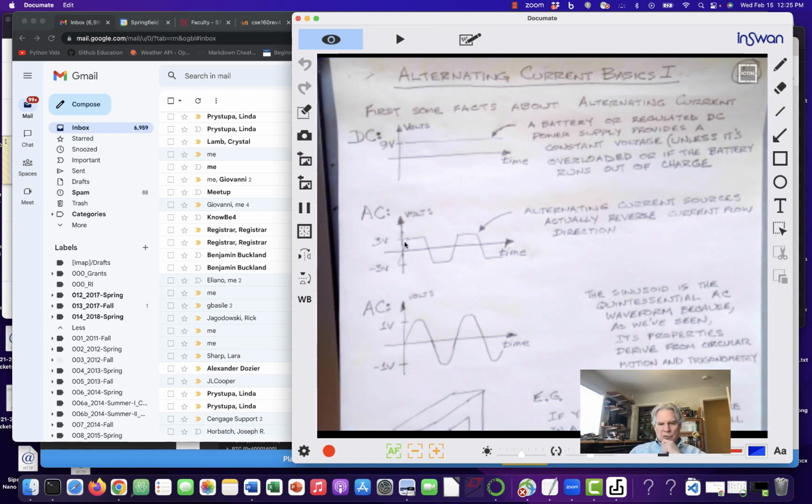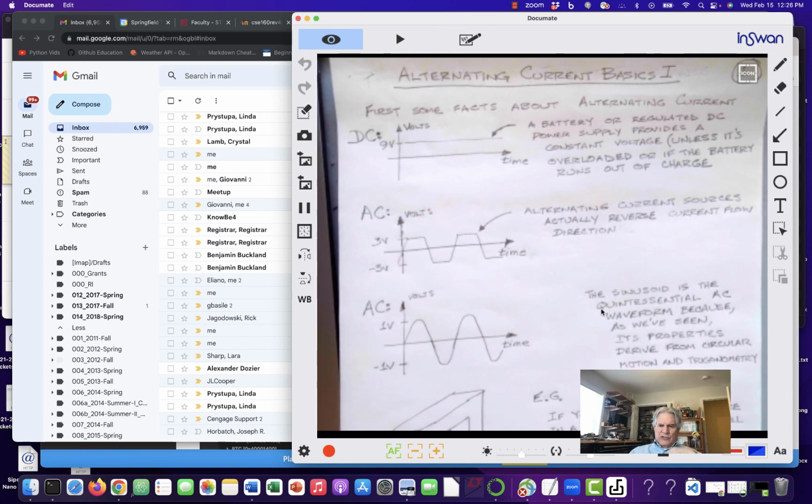Here the current's flowing in one direction as the voltage climbs to plus 3 volts. The current reduces and crosses 0 and then starts flowing in the other direction as it reaches minus 3 volts, and this repeats because this is a repeating or periodic waveform.